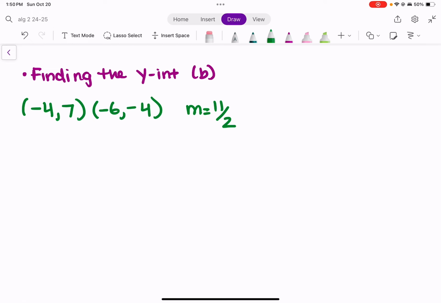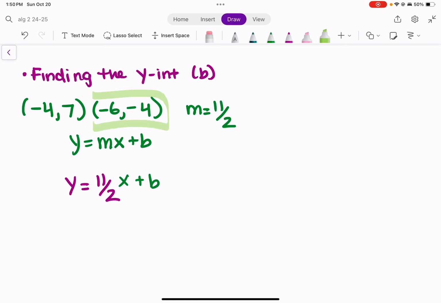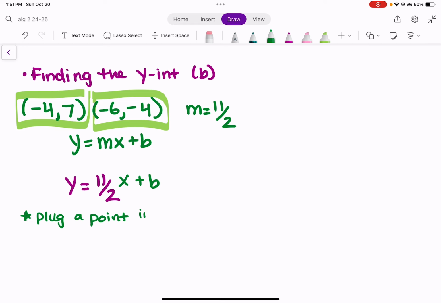So what I'm going to do is at least put the slope into the equation. y equals mx plus b. So I have y equals 11 over 2 x plus b. I'm trying to solve for b, which means I need to figure out an x and a y. Well, here's the thing. We're actually given 2 points, right? So what you're going to do is choose a point and plug it in. It doesn't matter which one. You can choose whichever one. I'm going to do -4, 7. So this is my x, this is my y.